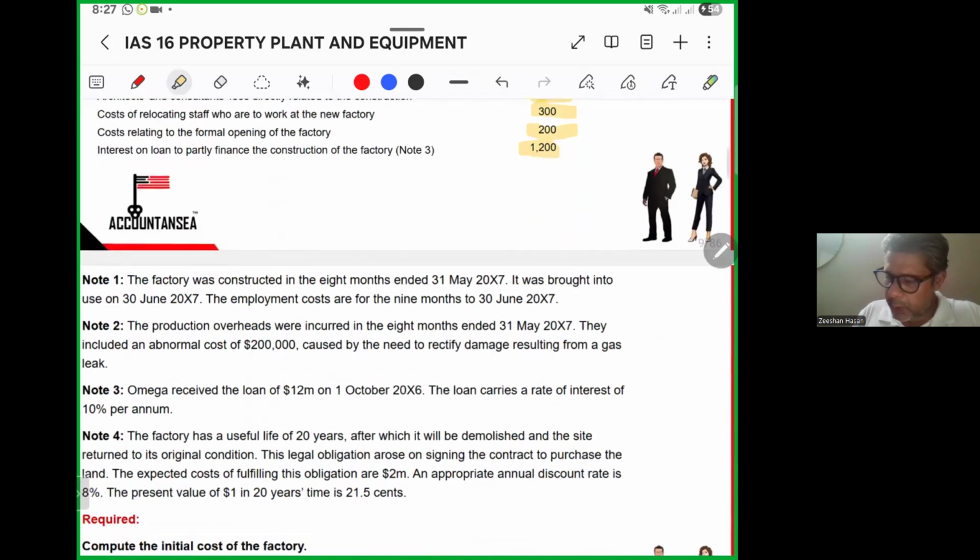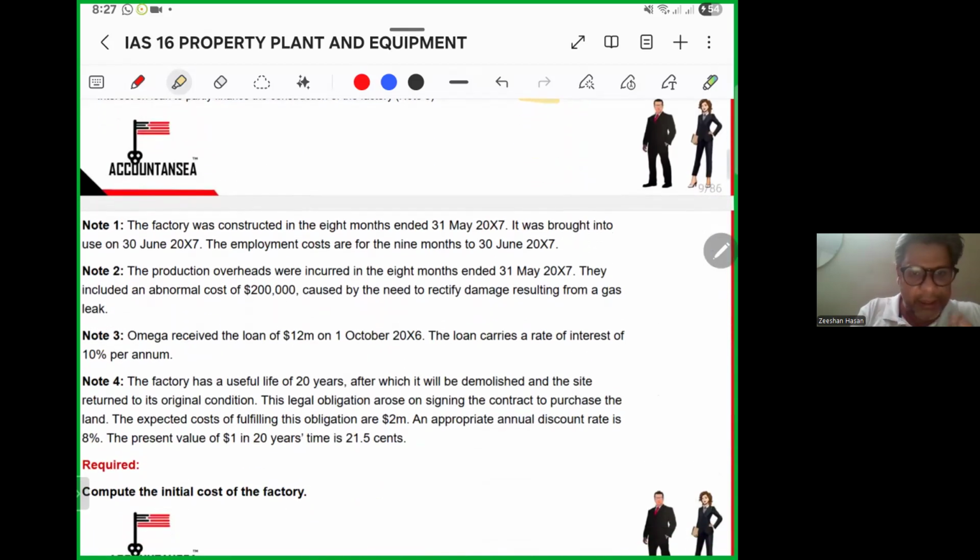Okay, so what is note 1? The factory was constructed in the 8 months ended 31st May 2007. It was brought into use on 30th June 2007. The employment cost is for the 9 months to 30th June 2007.